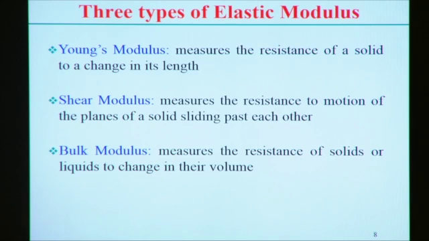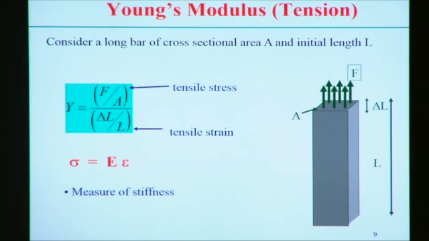The third one is the bulk modulus. This measures the resistance of solids or liquids to change in their volume. These three elastic moduli we can explain further. If you look at the figure, the ratio of the applied force and cross-sectional area defines the stress, and if tensile loading is acting here, it can be considered a tensile stress, where the area of cross-section is normal to the force direction.